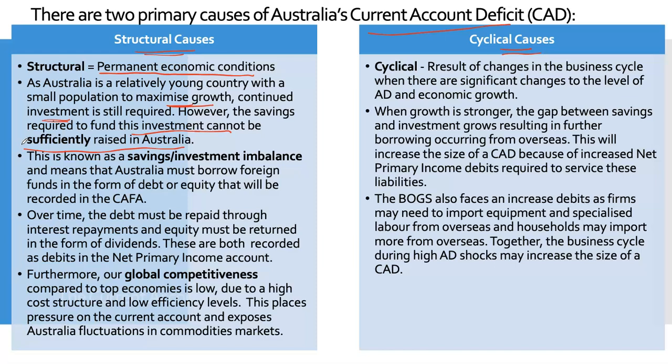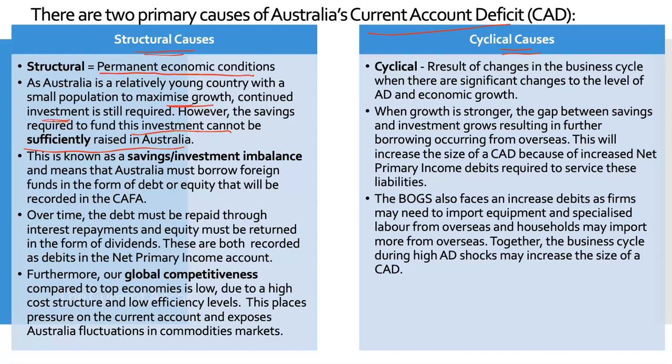So to continue to grow, because Australia is so small, we've had to look overseas for our investment. Now, this is known as a savings investment imbalance, and this means that Australia has had to borrow foreign funds in the form of debt or equity that's recorded in the capital and financial account. Over time, this debt must be repaid through interest payments and equity in the form of dividends, and these are recorded in the net primary income account.